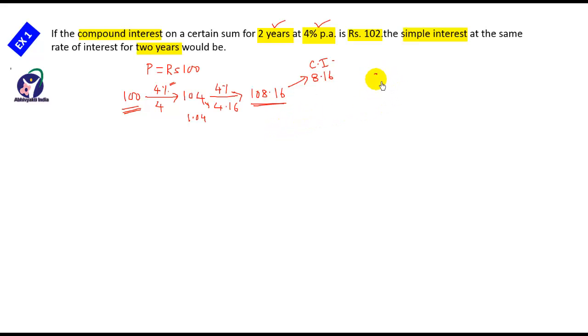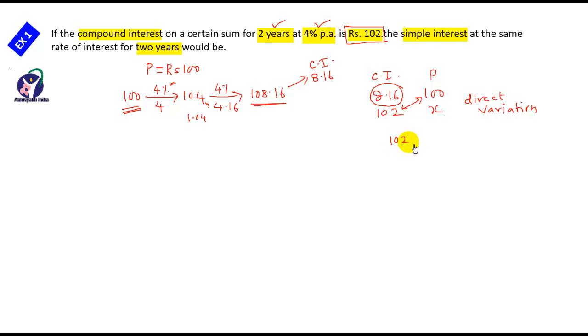So when the compound interest received is 8.16, the principal amount will be what? Rupees 100. And here the compound interest given is 102 rupees. So when the compound interest will be 102 rupees, what will be the principal amount? This is the direct variation. Why is it a direct variation? Because the compound interest is increased. It means here the principal amount will also increase. So when it is a case of direct variation, we multiply by these two and divide by the first one.